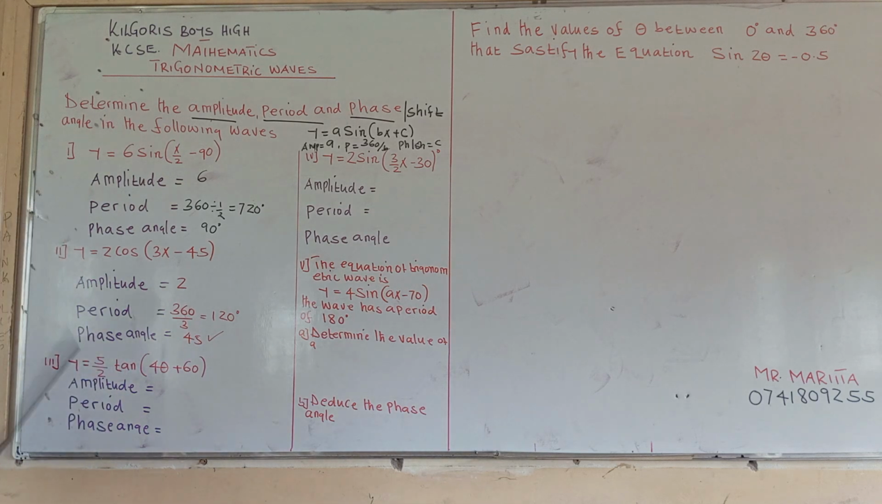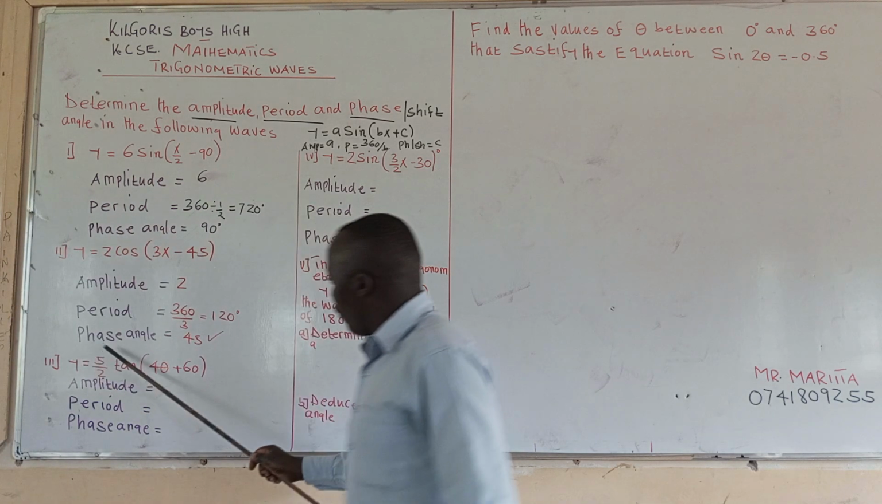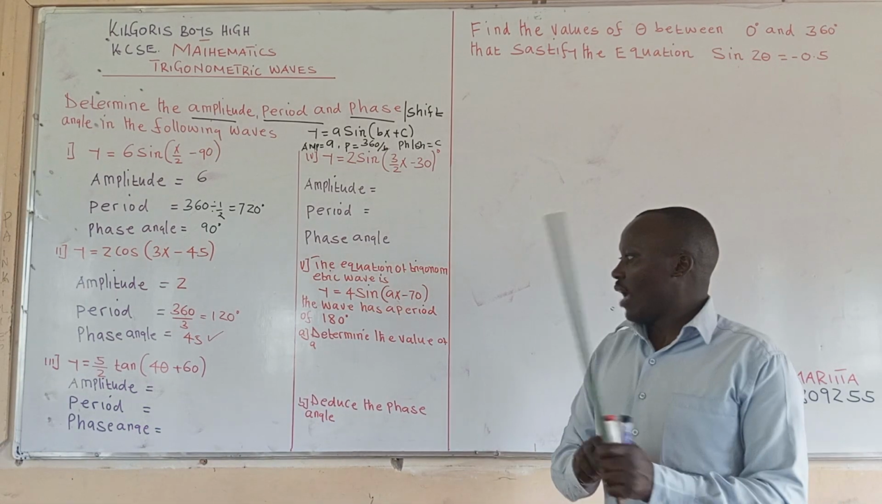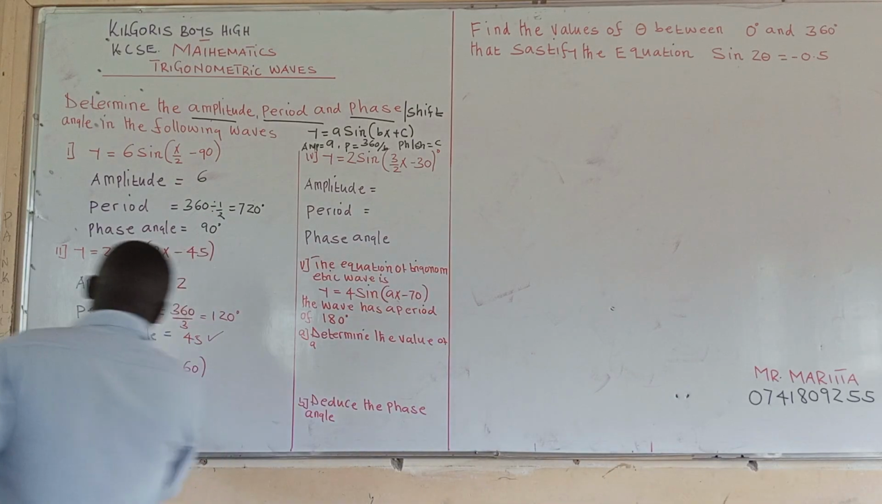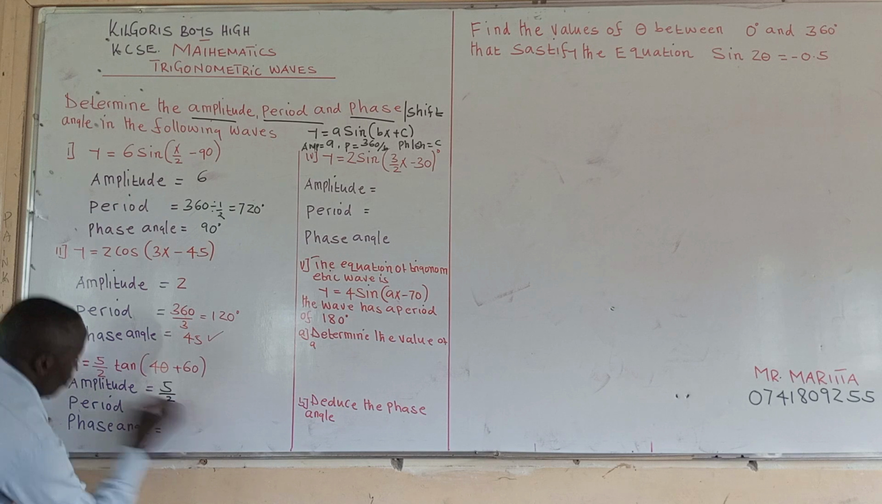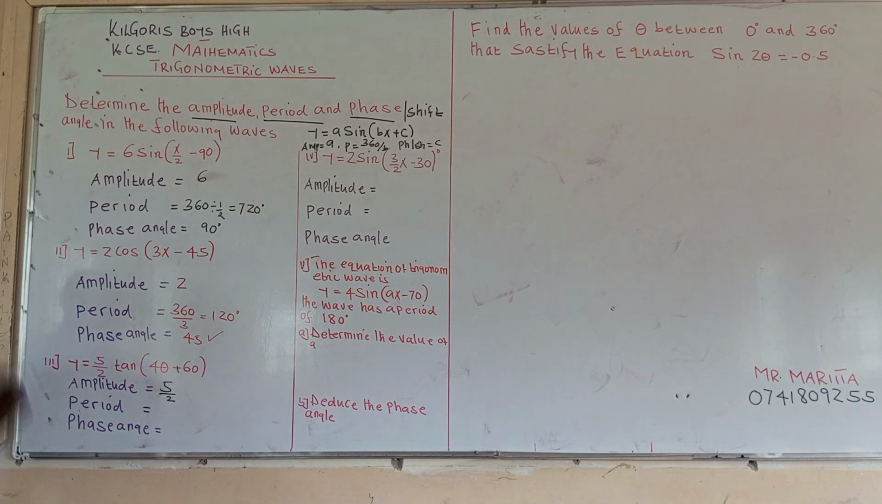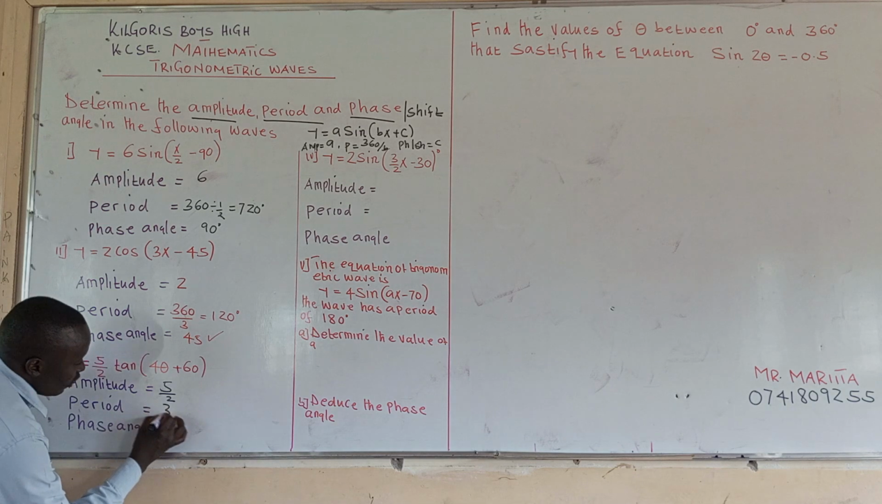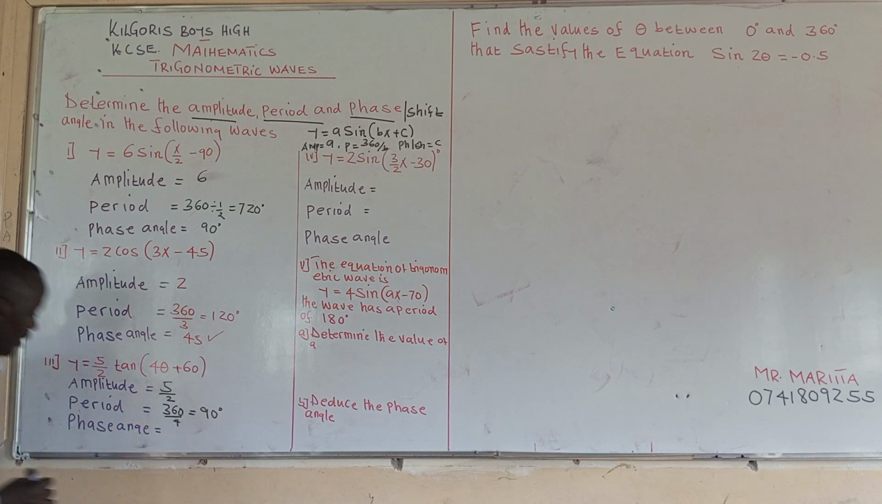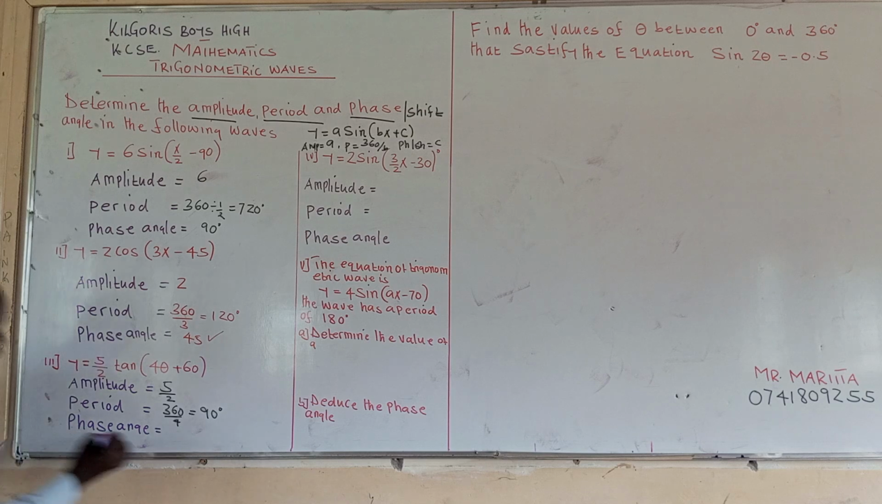Next we have the wave y is equals to 5 over 2 tan 4 theta plus 60. Amplitude, in that case, is 5 over 2. Period, we have 360, divide this by 4, and this is giving us 90 degrees. Phase angle or the shift angle is equals to 60.